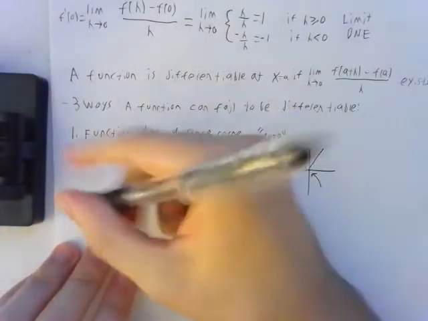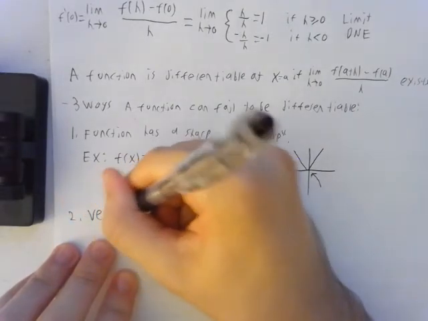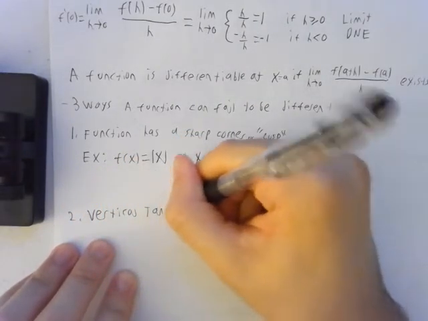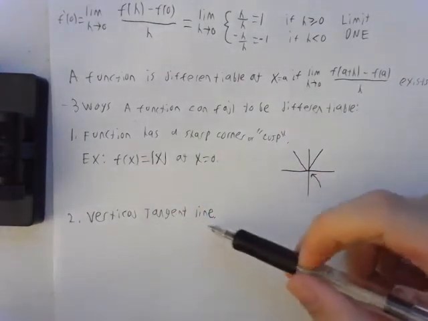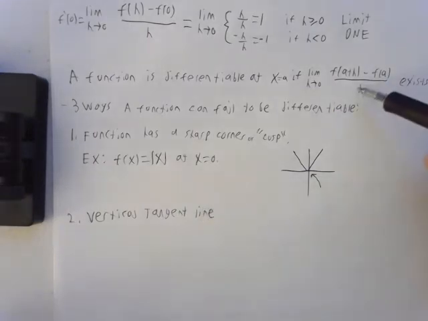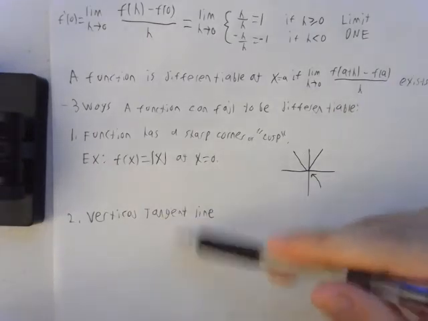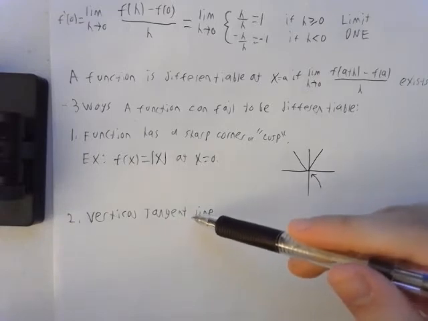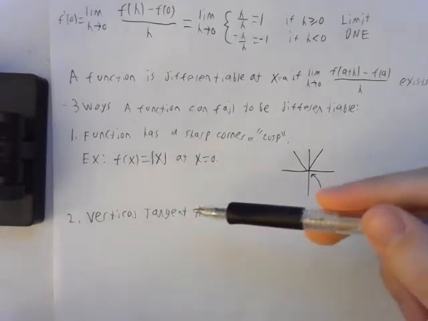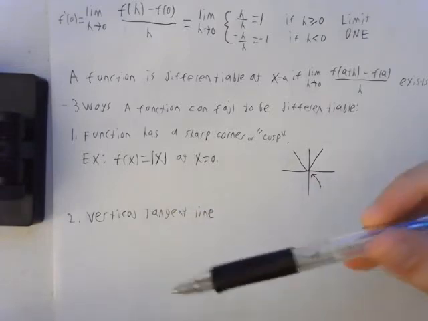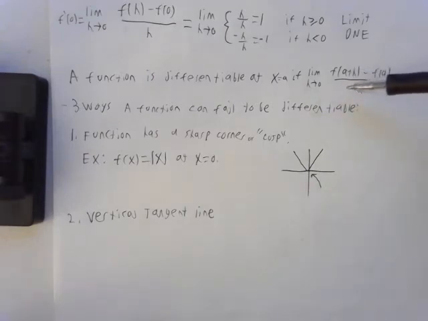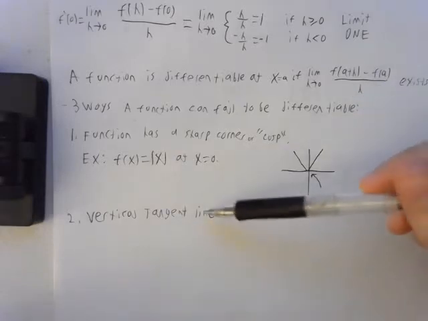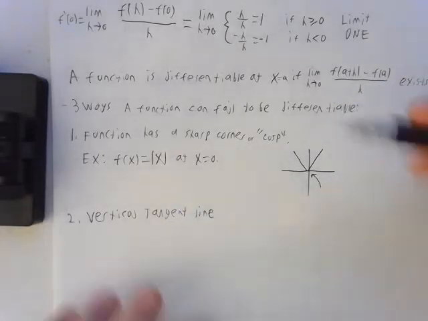Second thing that can happen is if the function has a vertical tangent line. So remember, the derivative gives the slope of the tangent line, so that's the value of this limit. So if the tangent line is vertical, then in some sense that's like a line having an infinite slope, but of course that doesn't really make much sense because infinity is not a number. So in that case, the value of this limit would be infinity, and we say if the limit is infinity, then it does not exist. So in that case, the function would not be differentiable.